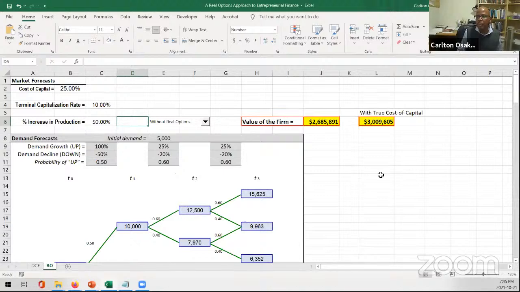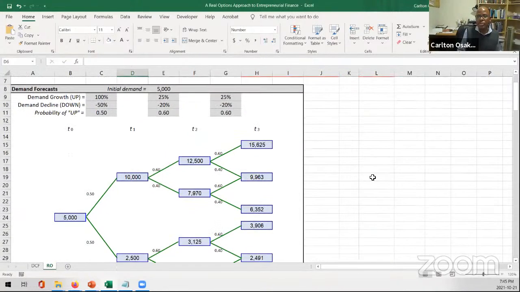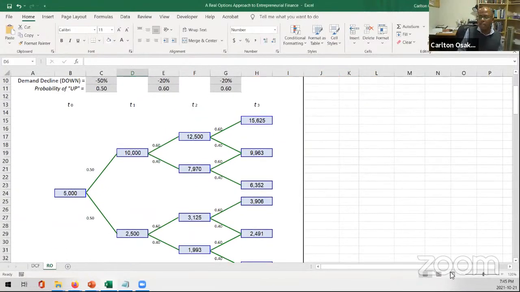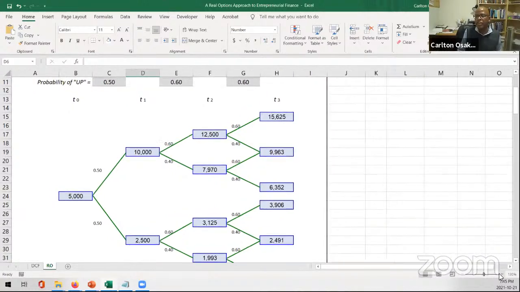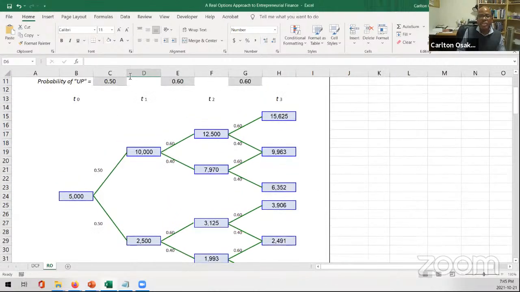I can show the spreadsheet right now. Can you see that? Okay.